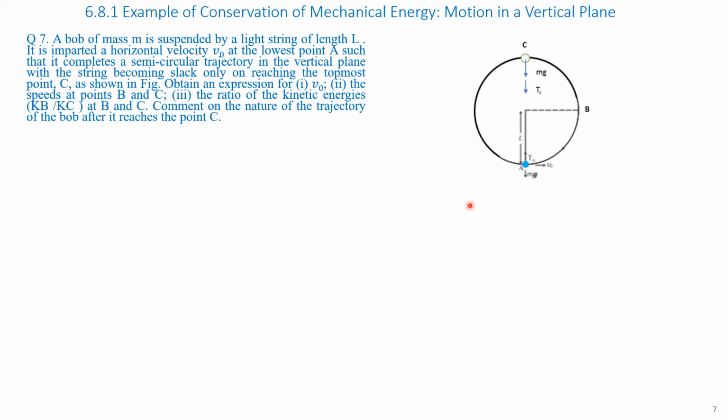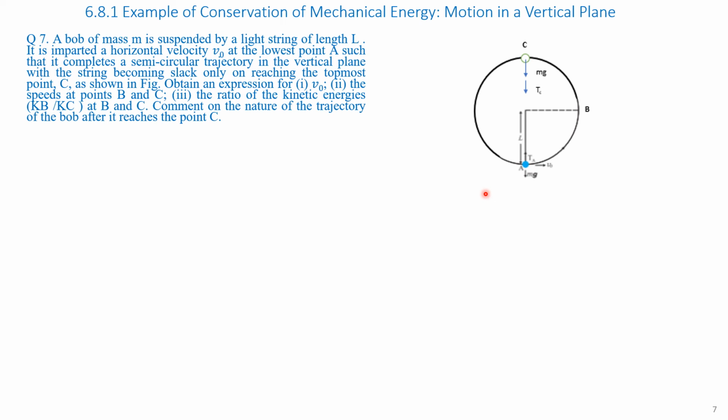The question is given in the figure on the right hand side. Points A, B and C lie on the trajectory of the semicircular path in the vertical plane. L is the length of the string, that is, this is the center, and the length between the center and point A is L, capital L. Similarly, length OB is also L and OC is also L. The length is constant.